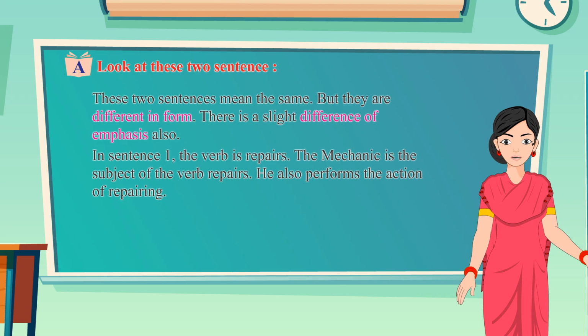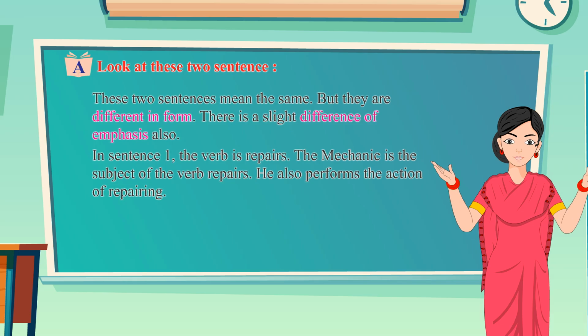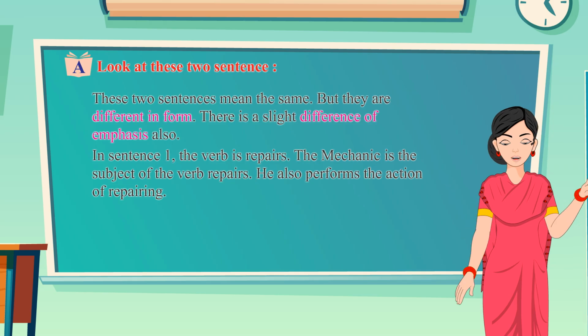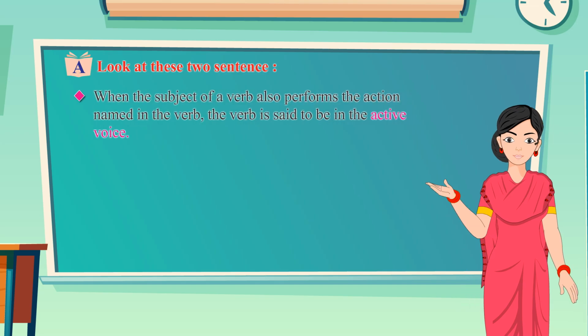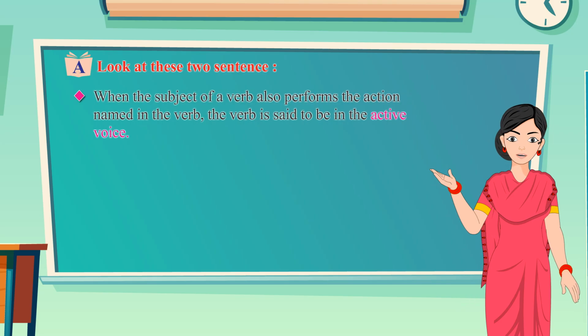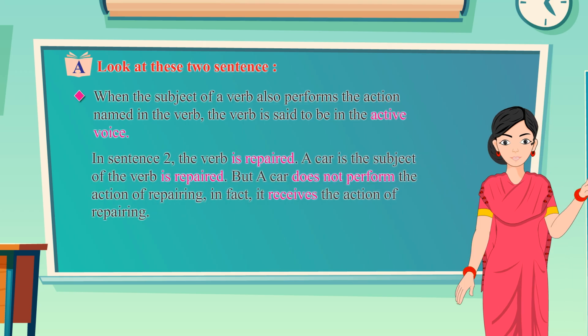In sentence 1, the verb is repairs. The mechanic is the subject of the verb repairs. He also performs the action of repairing. When the subject of a verb also performs the action named in the verb, the verb is said to be in the active voice.